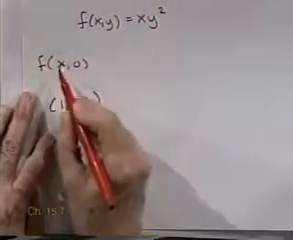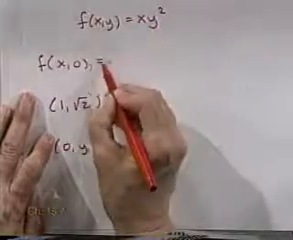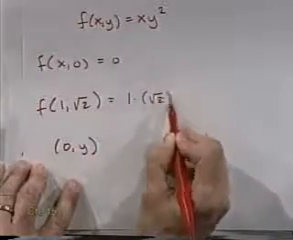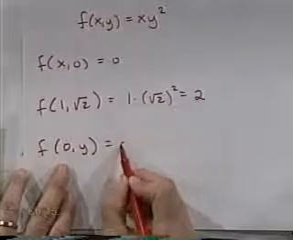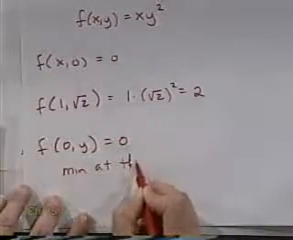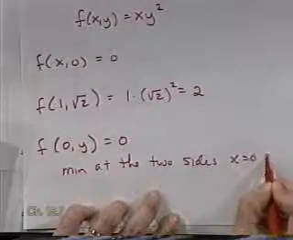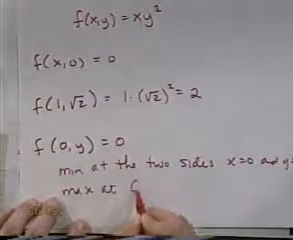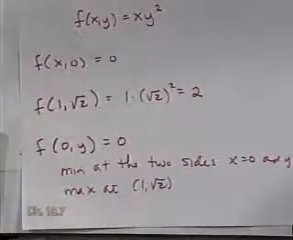We're going to come back here and evaluate f at each of these points. Well, f evaluated at any point of the form (x, 0) is x times 0, which is 0. F evaluated here is 1 times square root of 2 squared, which is 2. And if we evaluate f at (0, y), we get 0. So we get a min along the two sides, x equals 0 and y equals 0, and we get a max at the point (1, square root of 2), and that maximum value is 2.